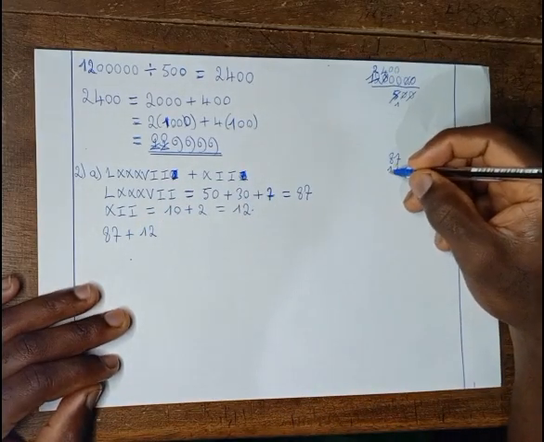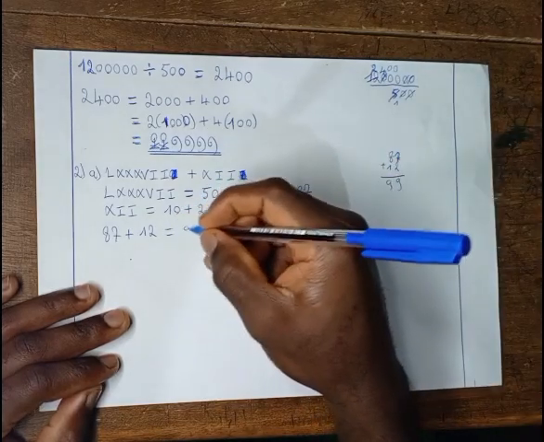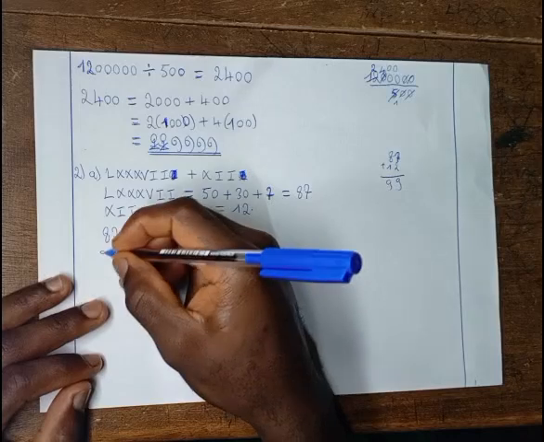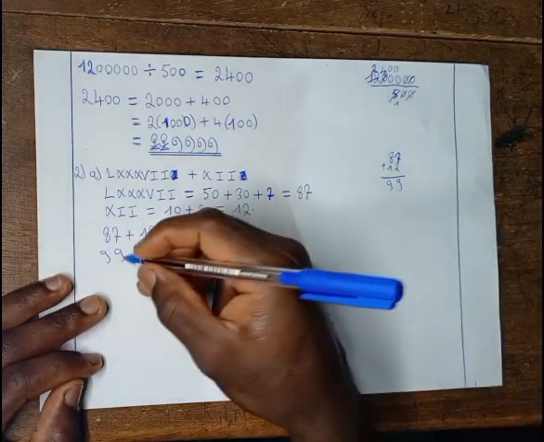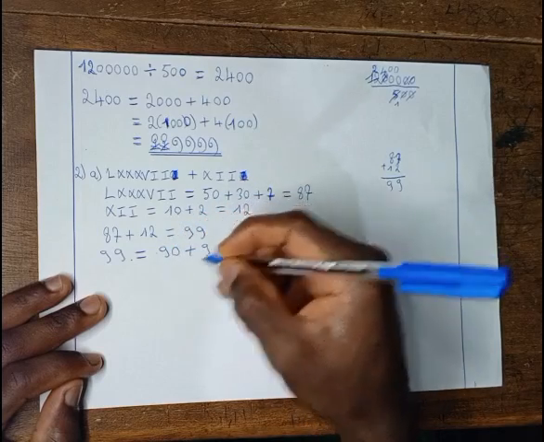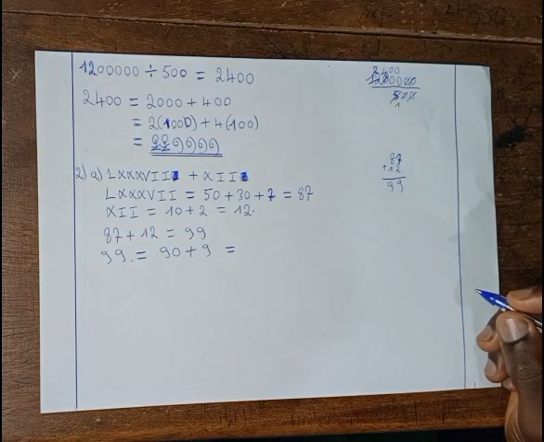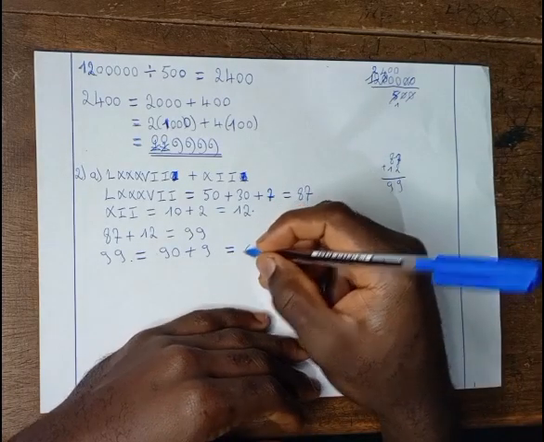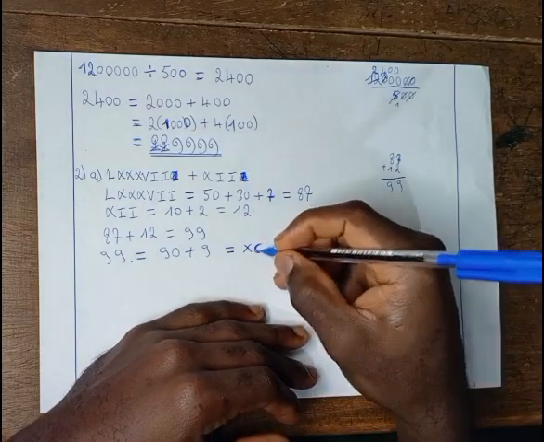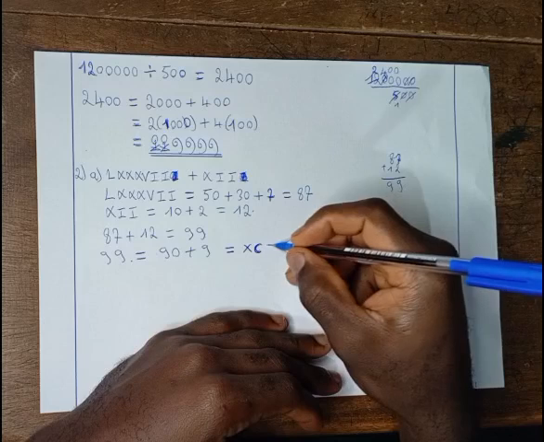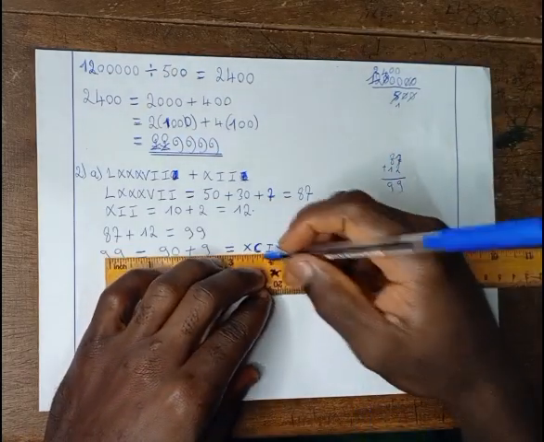87 plus 12. Add 7 plus 2 gives us 9. 8 plus 1, 9. It gives us 99. Next, we have to convert the result 99 to Roman numerals. We know 99 is 90 plus 9. We know the Romans represented 90 by using XC. That means 100 minus 10. Next, 9 by using IX. That means 10 minus 1. So this is the result.